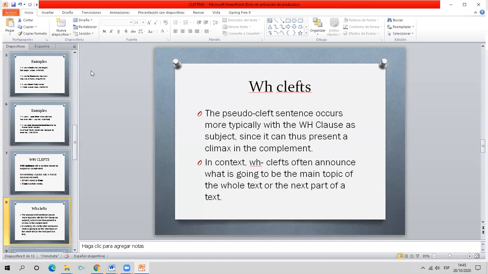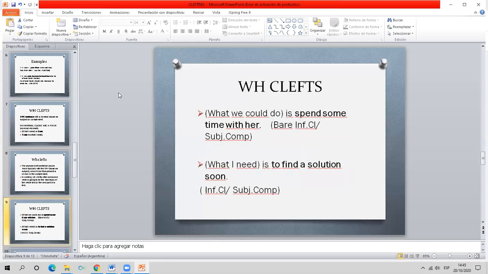The pseudo-cleft sentence occurs more typically with the nominal clause as subject, since it can thus present a climax in the complement. What I need is, right? We are sort of creating suspense, okay? What I need is time. Now, in context, WH clefts often announce what is going to be the main topic of the whole text or the next part of a text. Like this: what we could do is spend some time with her.